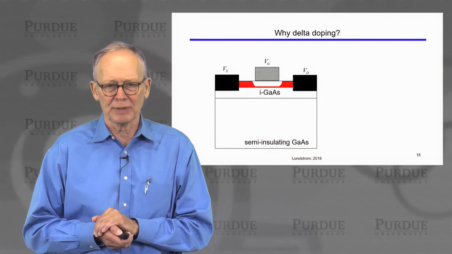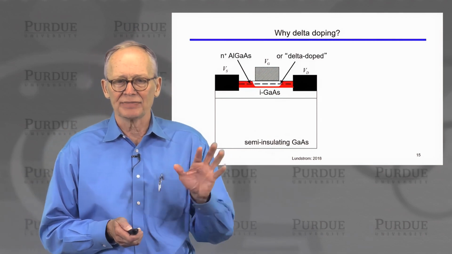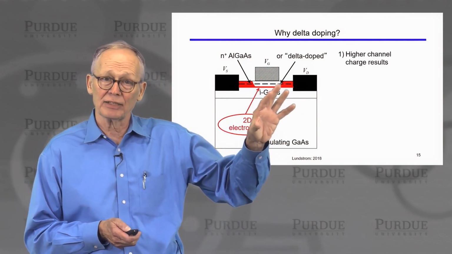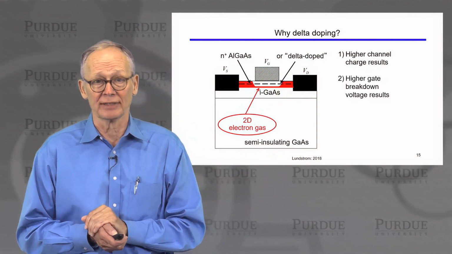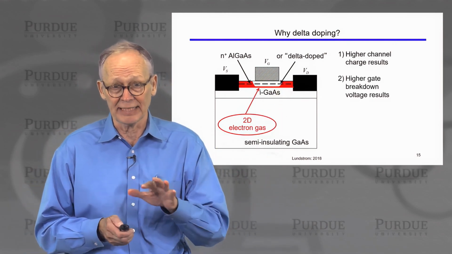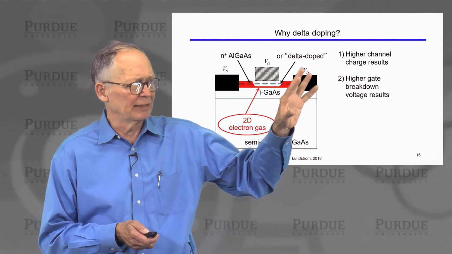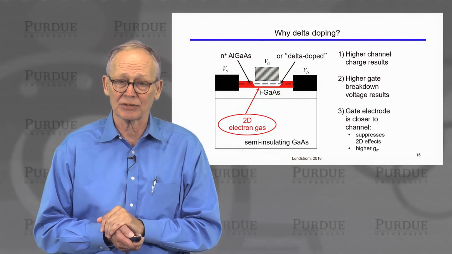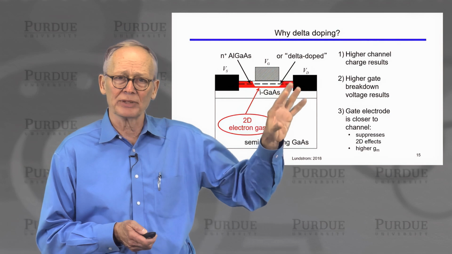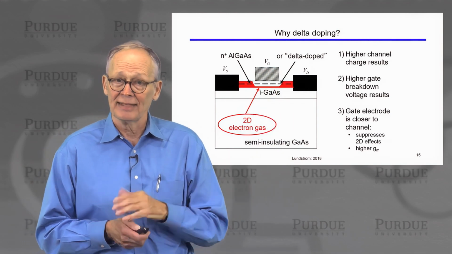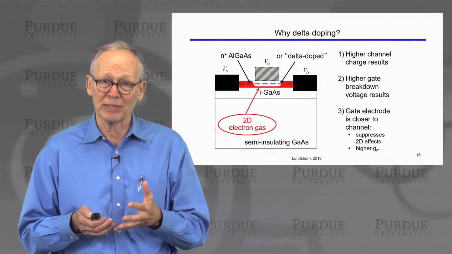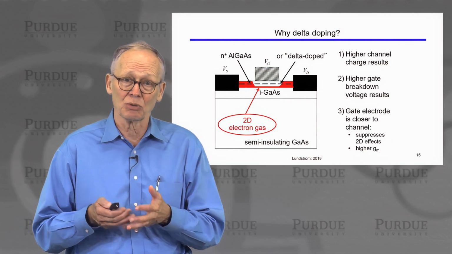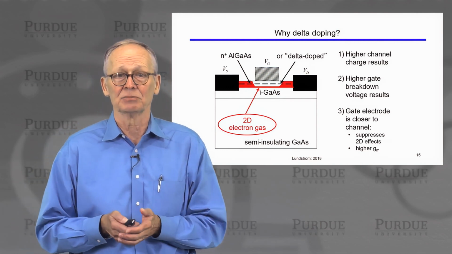Now, why delta doping? So people have discovered that there's some good benefits of this delta doping. One of them is that, if you do it correctly, you can get a higher channel charge this way by introducing a lot of dopants in that single atomic plane. It generally modifies the electric field in a way that it increases the breakdown voltage of the gate electrode. And it tends to be able to put the gate electrode closer to the channel. That, as we know from MOSFETs, suppresses two-dimensional electrostatic effects, and it also gives us more gate control over the charge in the channel. That gives a higher transconductance of the channel.